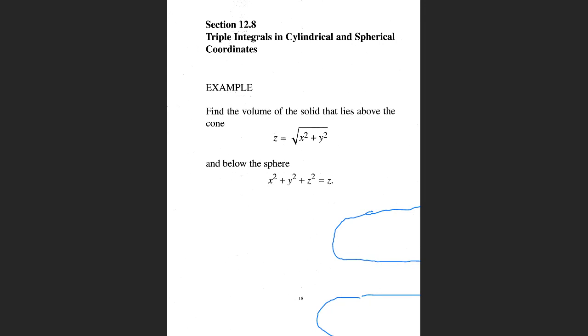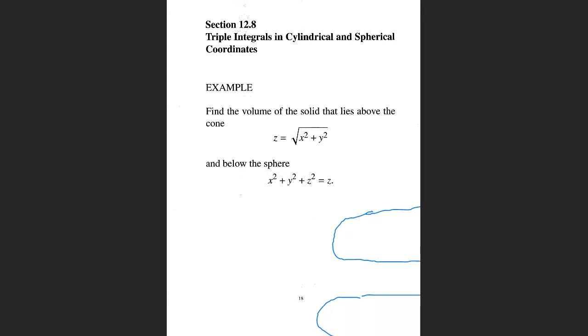But that being said, what would be helpful to start this problem off? I mean, we have to get our limits of integration, right? So what would be almost essential to have in order to help us with that? A sketch. We need a sketch. That's right, Robin. Good, good.